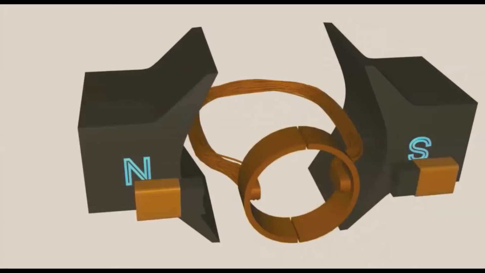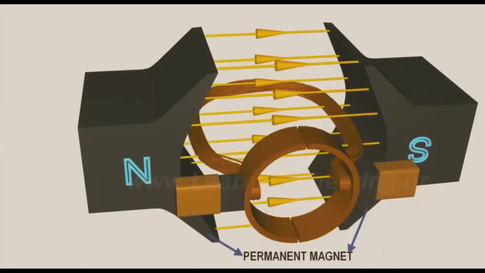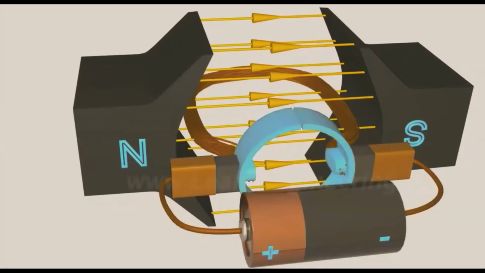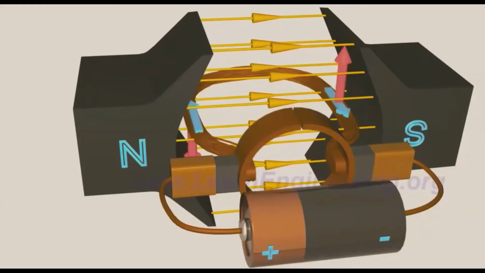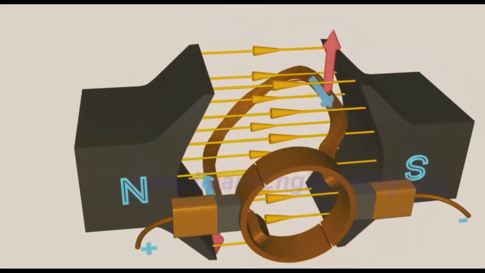Firstly, we will start with the simplest DC motor possible. It looks like this. The stator provides a constant magnetic field, and the armature, which is the rotating part, is a simple coil. The armature is connected to a DC power source through a pair of commutator rings. When the current flows through the coil, an electromagnetic force is induced on it according to the Lorentz law. Hence, the coil starts to rotate.